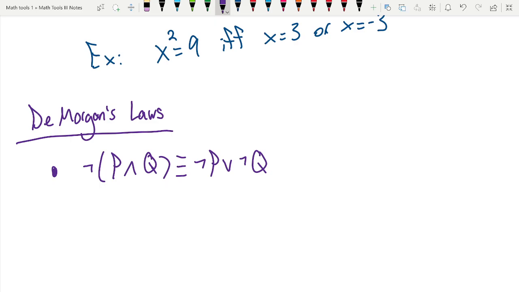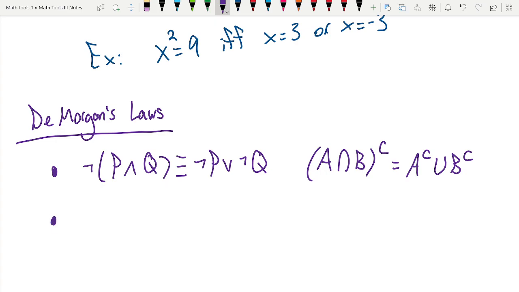Okay. So for sets, the way we would write this is that A and B complement, because this is how we write negations for sets, is equal to A complement or B complement. Okay, and we'll look at that when we look at sets a little bit more in depth. We can show that those are true.